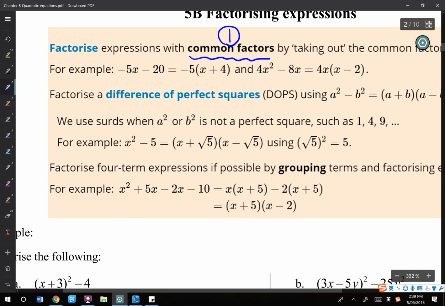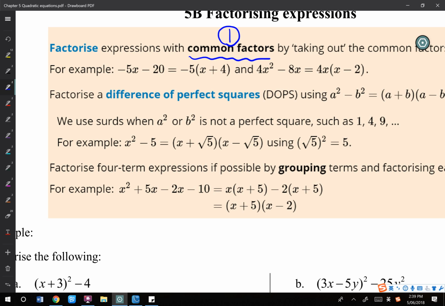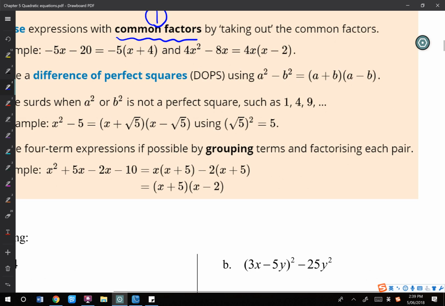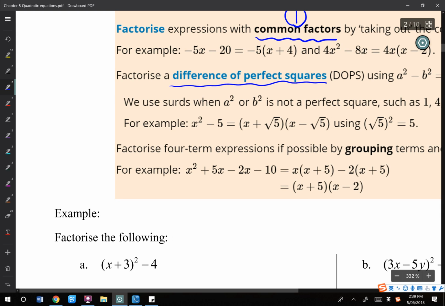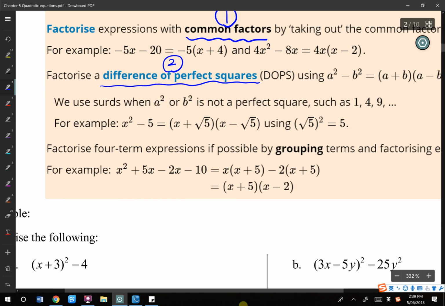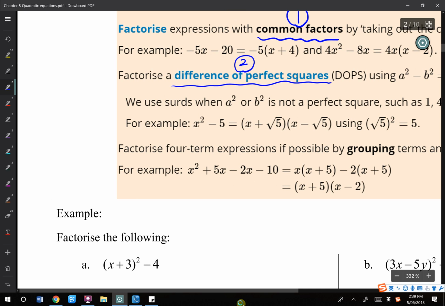When we do a common factor, always check. Doesn't matter what kind of expression you have, you always check, do we have common factors? That's always the first thing we try. If we have common factors, we take common factors out. The second thing is to use difference of perfect squares. That's the second thing we check. But when we use this, there must be only two terms.